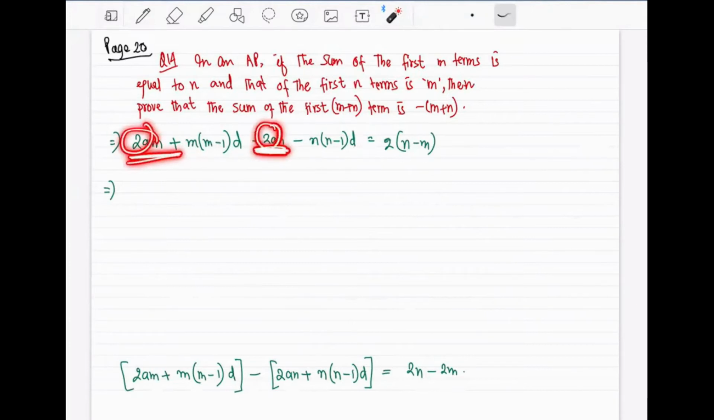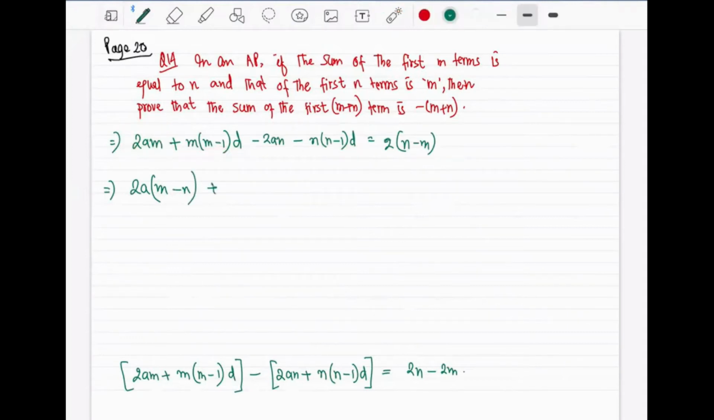2a here, 2a here. So if I take out the 2a as common factor, m is remaining in the first one, and n from the second. Okay. What about these two? d is common here in both of them. So I have m minus 1 remaining from the first one and n minus 1 remaining from the second. And we will have d behind. d is taken as common factor.